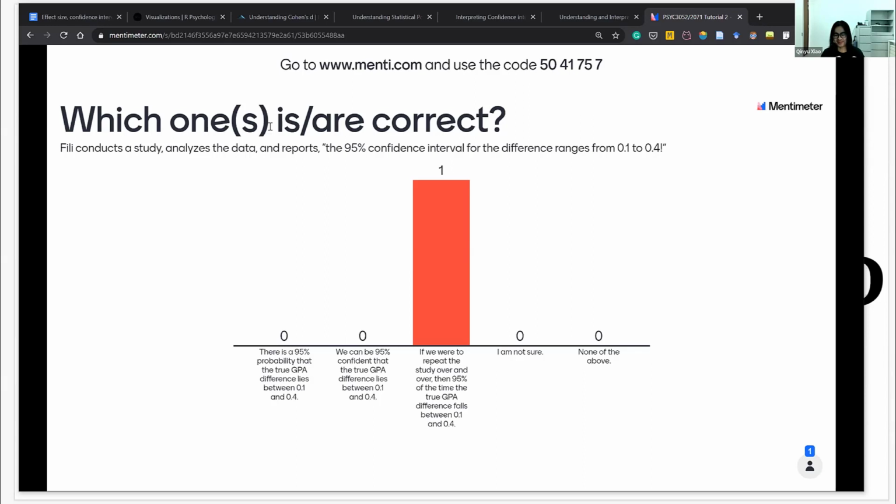This person thinks that if we were to repeat the study over and over, then 95% of the time the true GPA difference falls between 0.1 and 0.4. Let me read out the options. The first option says: if we get this confidence interval, there's a 95% probability that the true GPA difference lies between 0.1 and 0.4. The second option reads: we can be 95% confident that the true GPA difference lies between 0.1 and 0.4. I just read option 3, and the last two options are I'm not sure, and none of the above.